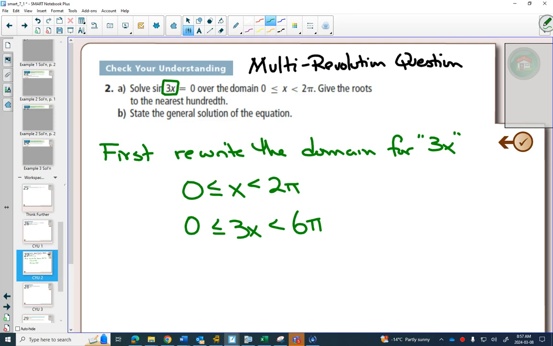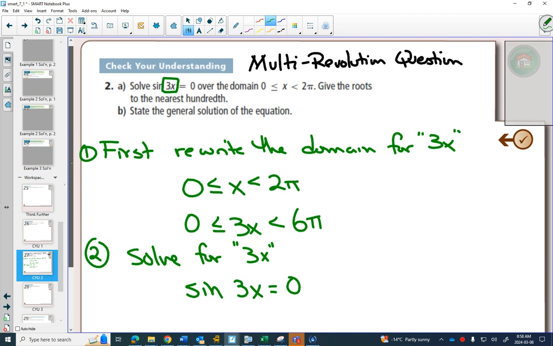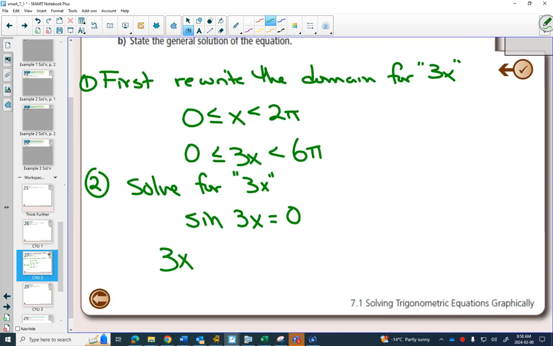So step 1, if you like steps, first we're going to rewrite the domain for 3x. Step 2, we're going to solve for 3x like normal, like we would normally solve for theta. So if you had sine 3x equals 0, is 0 on your pi plate? Absolutely, right? If this was sine theta equals 0, you would right away go theta equals and write everything from your pi plate where sine is 0.